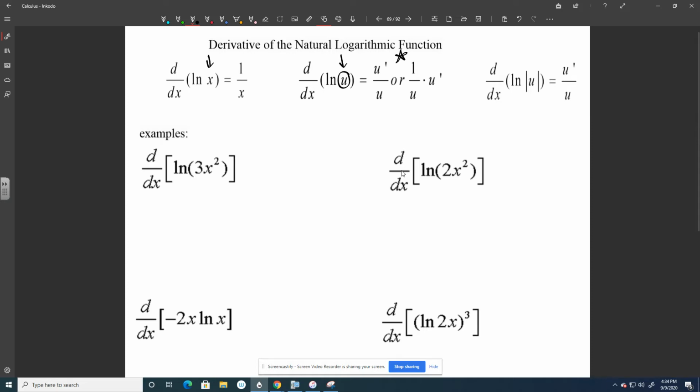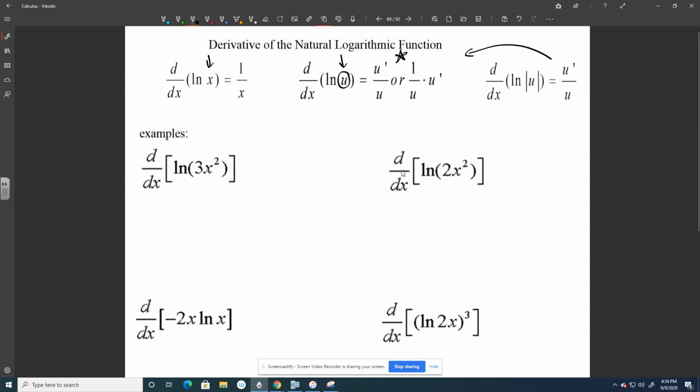And then the derivative of the natural log of absolute value of u is exactly the same as if it was regular u. You don't have to worry about that absolute value. Don't do extra stuff just because you see an absolute value sign there. Okay?